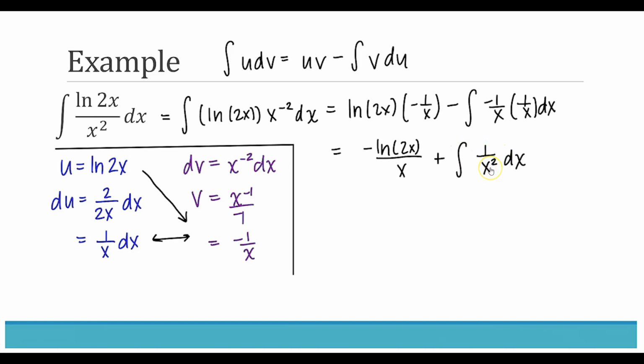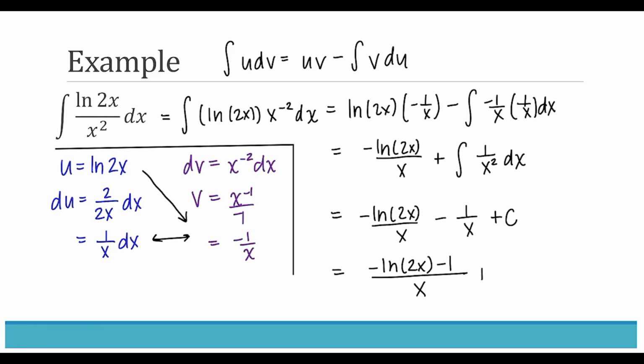Well, the integral of 1 over x squared dx is x to the negative 2, and we already did that antiderivative. That was negative 1 over x. So here, my answer would look like negative natural log of 2x over x minus 1 over x plus c. Or we can combine this to be negative natural log of 2x minus 1 all over x plus c.